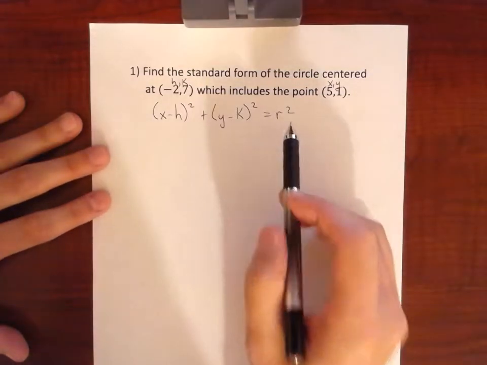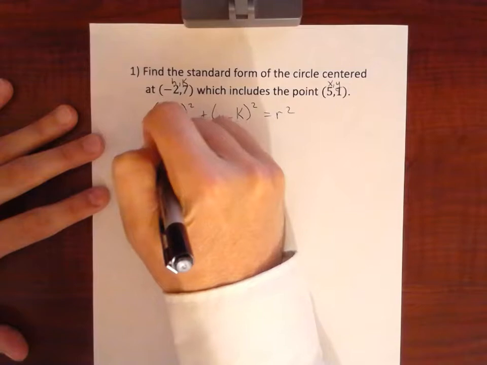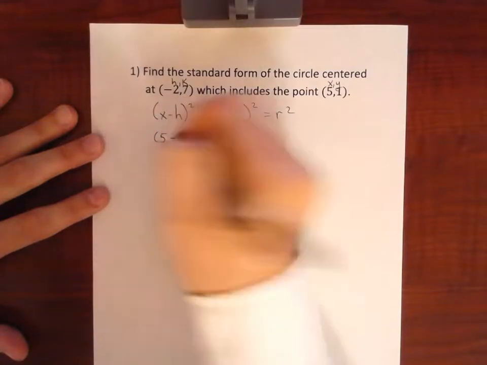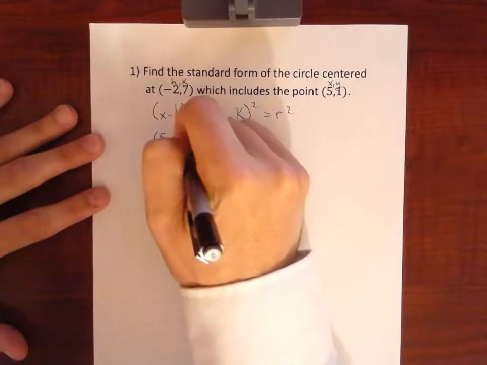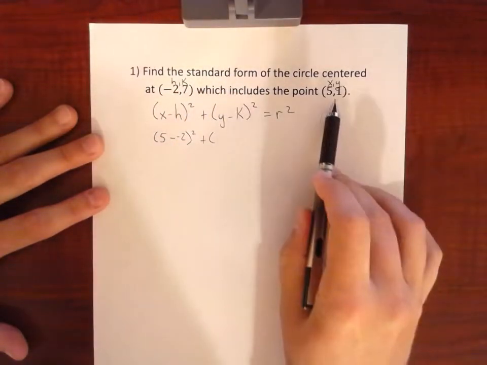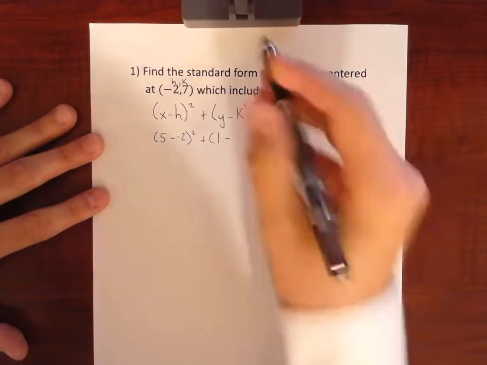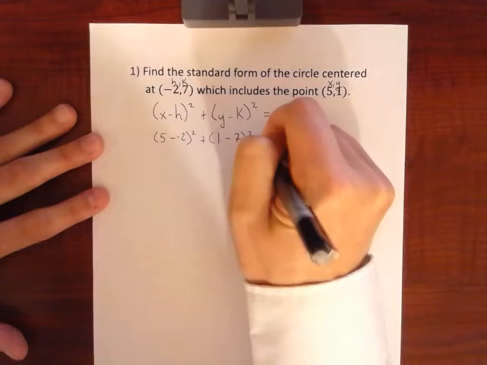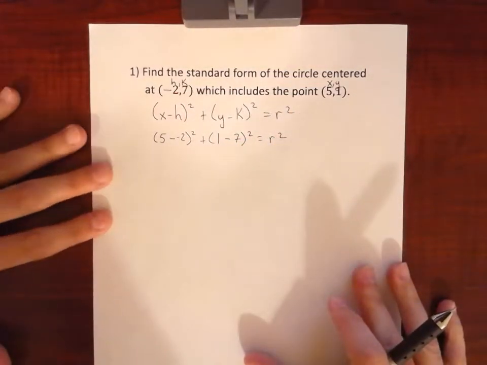So for x, I'm going to substitute my 5 minus h. Well, h is -2, squared. y is 1 minus k, which is 7, squared. So we just substituted everything in. Now let's do the math and clean it up.